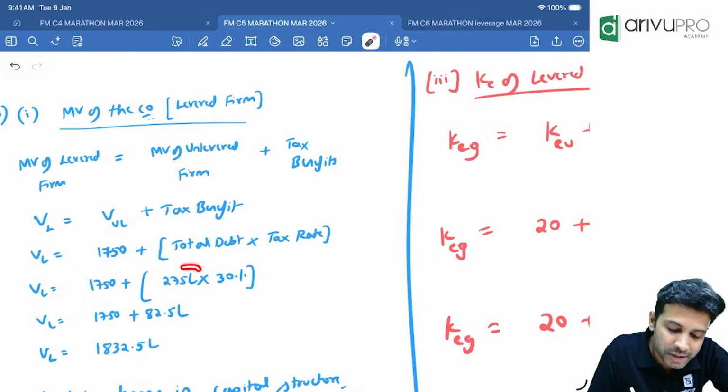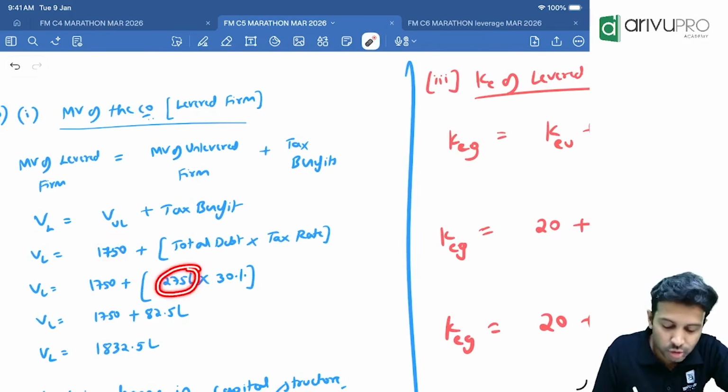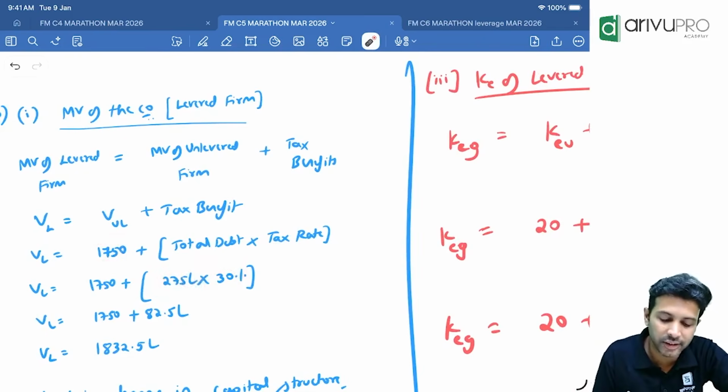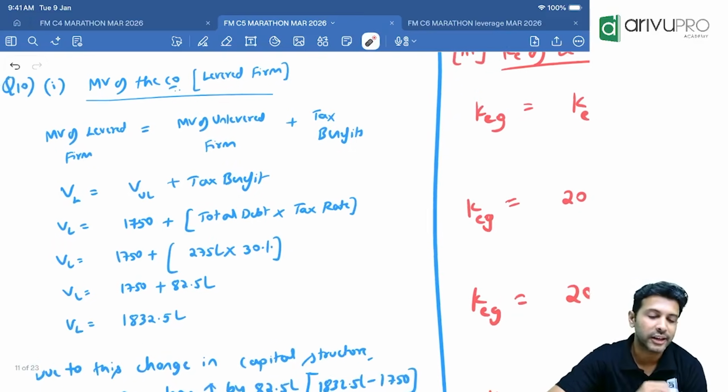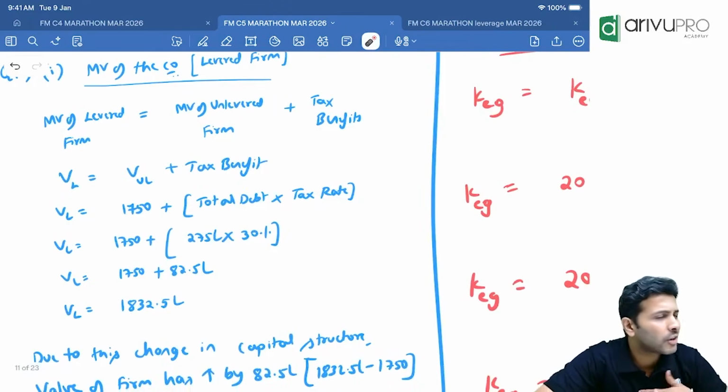Plus tax benefit. How much debt does the company want to take? 275 lakh. Multiply by the tax rate. That's your tax benefit or tax advantage. So what is the value, people? 1832.5. Done. They also ask us to comment.